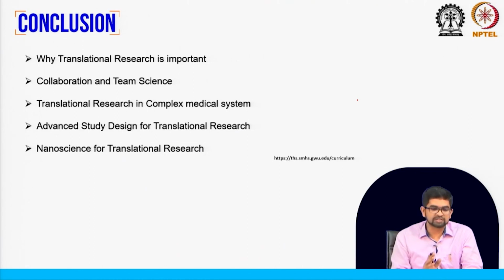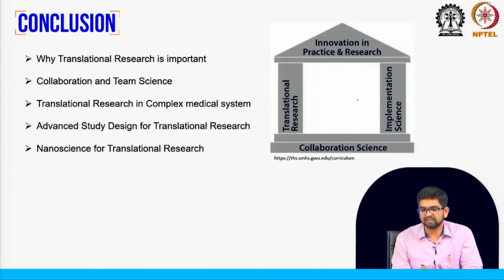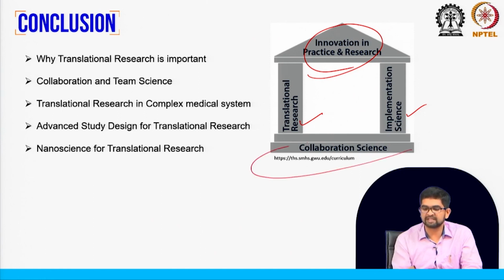So, the conclusion of this story is that translational health research is very, very important, and I will show you one image here. See, in this image you can clearly see our main innovations, practice and research. That is why it stands on two very important strong pillars. One is translational research, one is implementation science. So, we have to implement our research, based on this translational research, and the main base is collaborations.